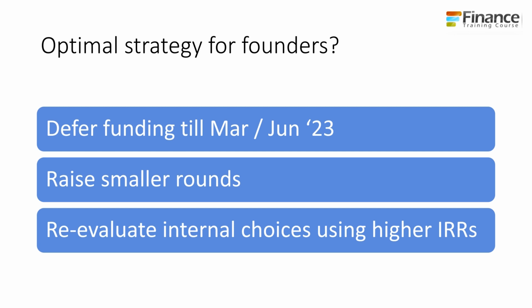So what's the optimal strategy if you're a founder in a startup? My guess is that it's best to defer funding till March or June 2023. And there's a simple reason why I say that. I think there's a lot of uncertainty, not just locally but also globally. And once winter is done in Europe, once we have some visibility and clarity on what's happening to oil markets, once we have some sense and clarity on what's happening to the US rate environment, which I think a lot of people feel and believe should be there by the time we get to March or June 2023, we'll also get a lot of clarity in the local environment.